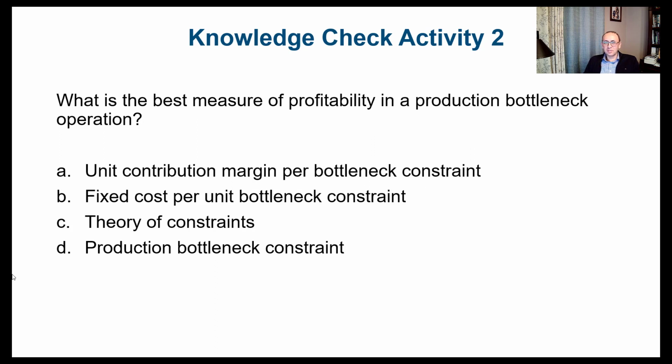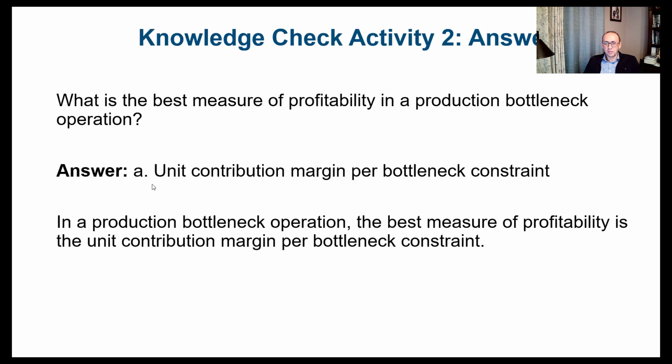So the right answer is A. All right, so it's the unit contribution margin per bottleneck constraint. So in a production bottleneck operation, the best measure of profitability is the unit contribution margin per bottleneck constraint.